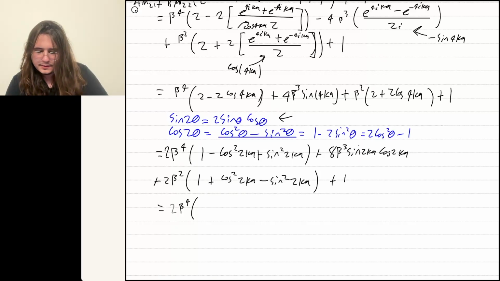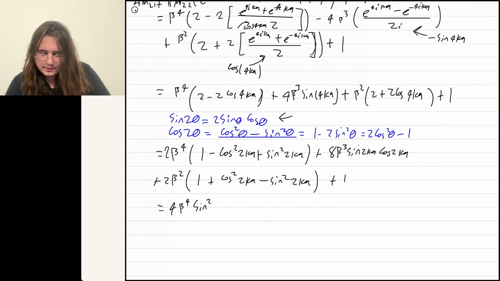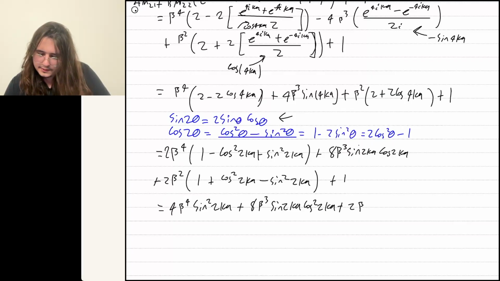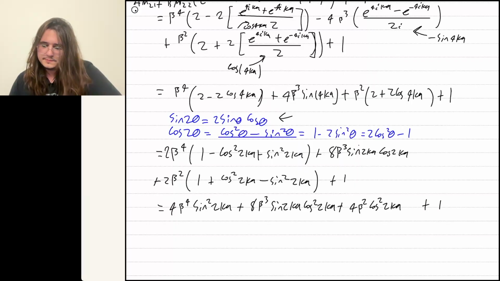So here, the cosine squareds cancel out, so you get 4 beta fourth sine squared 2Ka plus 8 beta cubed sine 2Ka cosine 2Ka plus 2 beta, and then here 1 again goes like cosine squared plus sine squared. So here the sine squared terms cancel out, so you get 4 beta squared cosine squared 2Ka, and it's all plus 1.